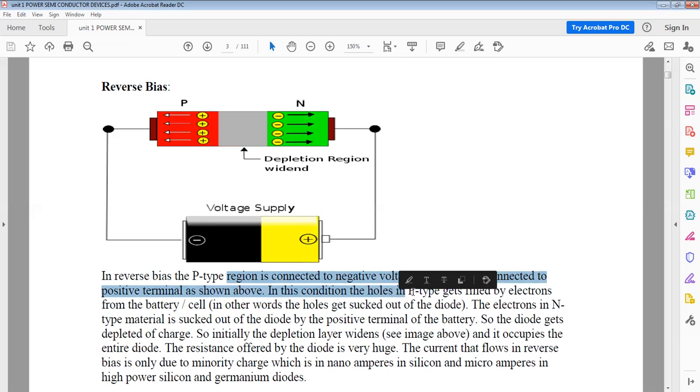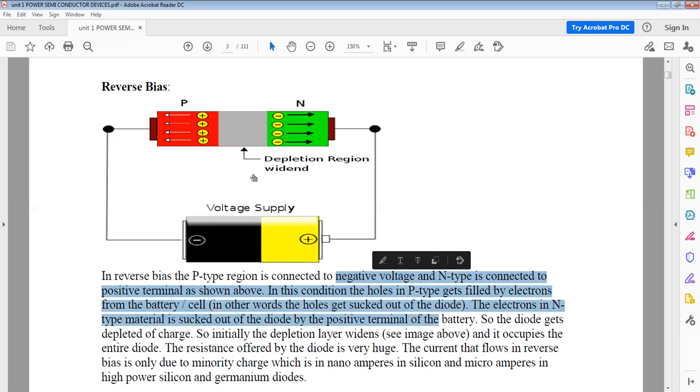In this condition, the holes in the P-type get filled by electrons from the battery or cell. The electrons in the N-type material are sucked out of the diode by the positive terminal of the battery. So the diode gets depleted of charge. When the depletion layer width increases, it acts as an open switch. The resistance offered by the diode is very high when it is in reverse bias.